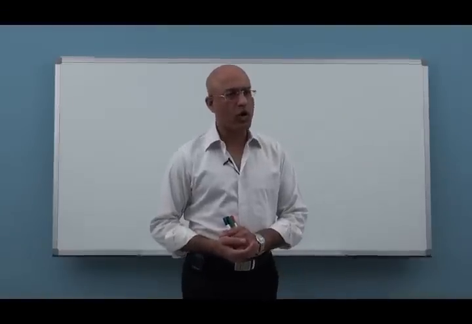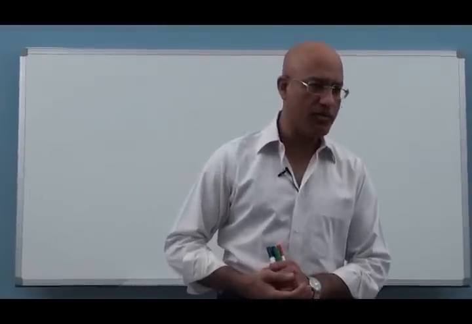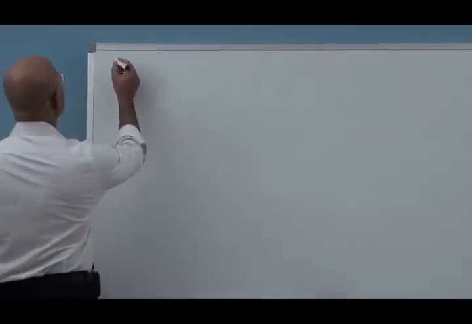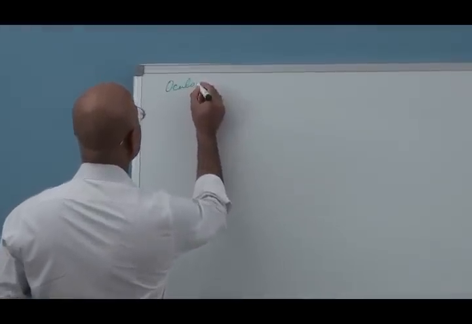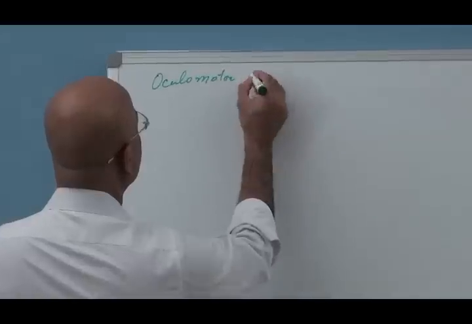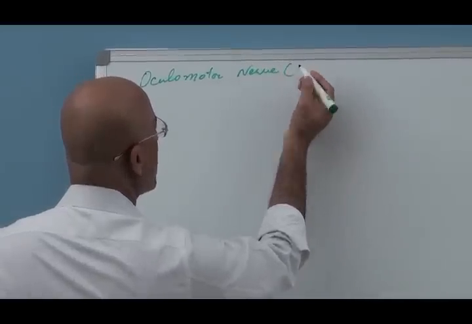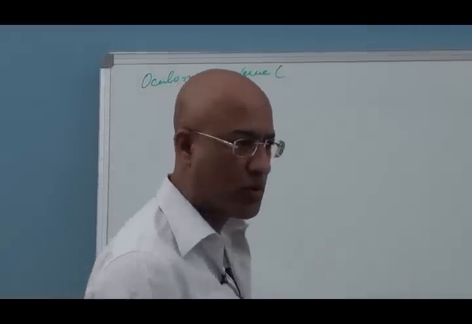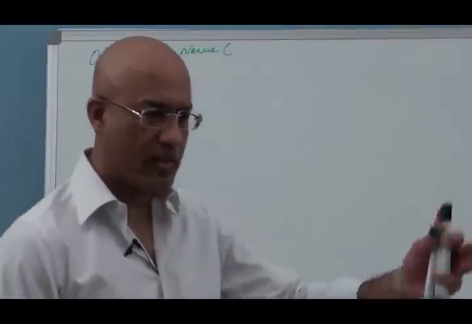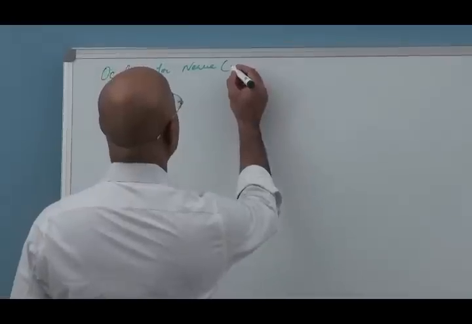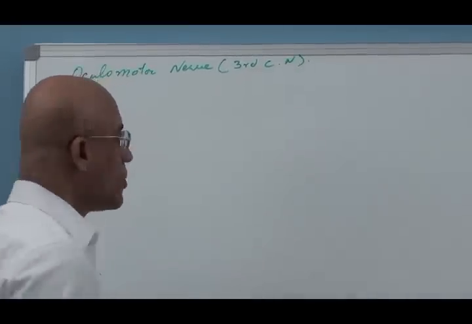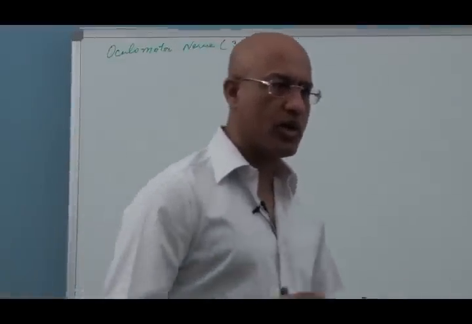Okay, today we are going to talk about the oculomotor nerve and ciliary ganglion. Oculomotor nerve, which is also called which cranial nerve? Third cranial nerve. Of course, there are two oculomotor nerves, a pair, one on the right side, other on the left. This is also the third cranial nerve. So we are going to talk about the oculomotor nerve.